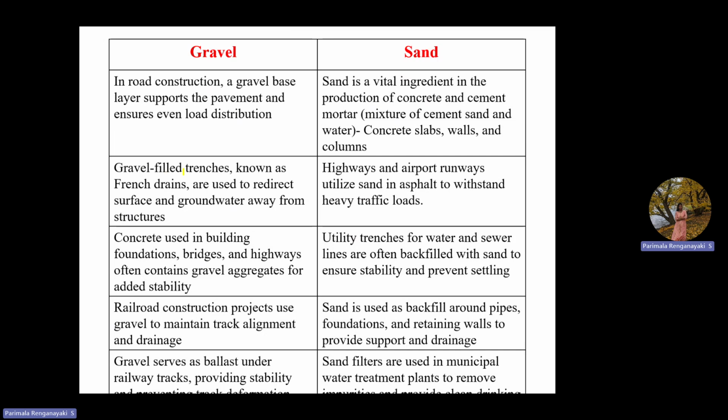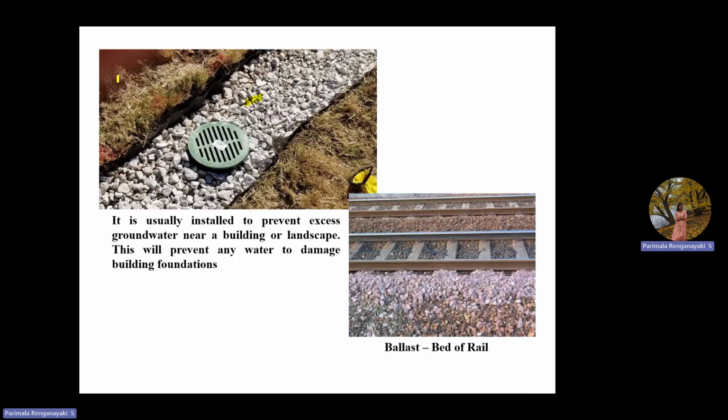Then gravel filled trenches known as French drains are used to redirect surface and groundwater away from the structure. You can see here, this is gravel drain. You assume our house is here. So the groundwater, especially in European countries, the groundwater will be very shallow. We don't want that to get into the foundation. So we have some gravel, gravel drain. When water comes here, it automatically goes. There will be a pipe to collect the water.